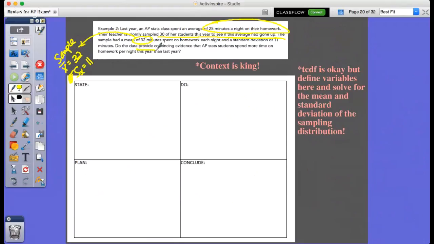Does the data provide convincing evidence? Again, that means it's a test. Those are key words. The AP Stats student spends more time on homework per night this year than last year. Well, let's talk about, since we're talking about mu, and we've only got one variable, this mu variable we would represent as the true average or true mean time the students spend on homework, okay?